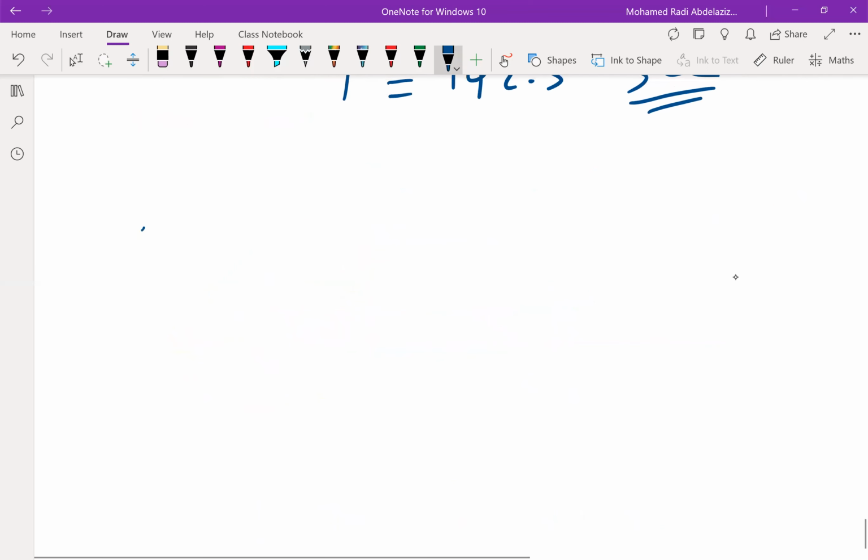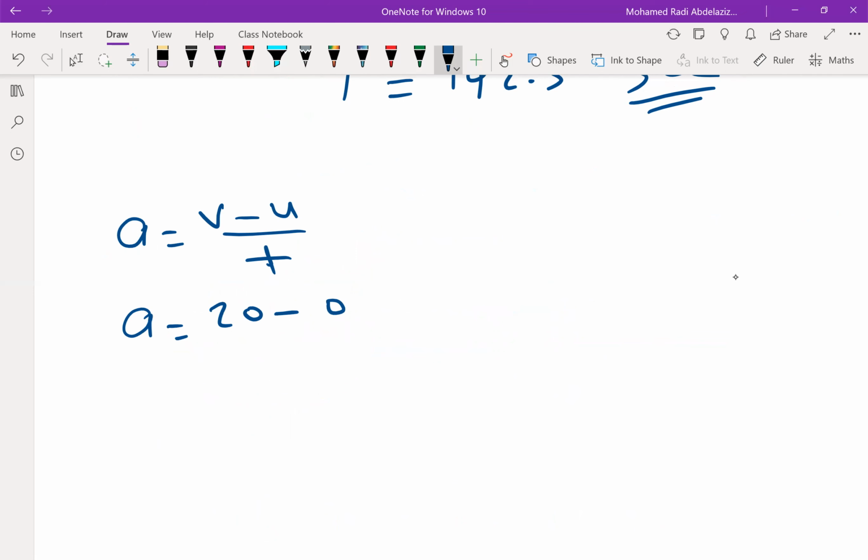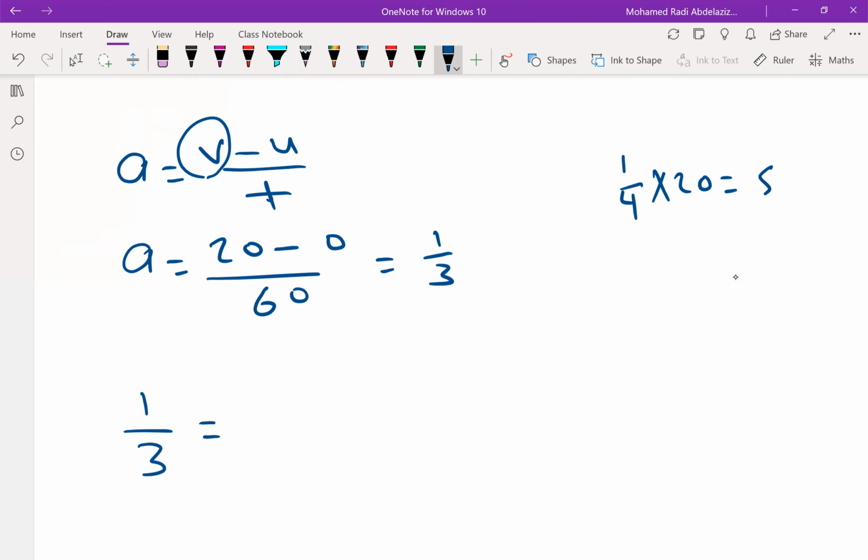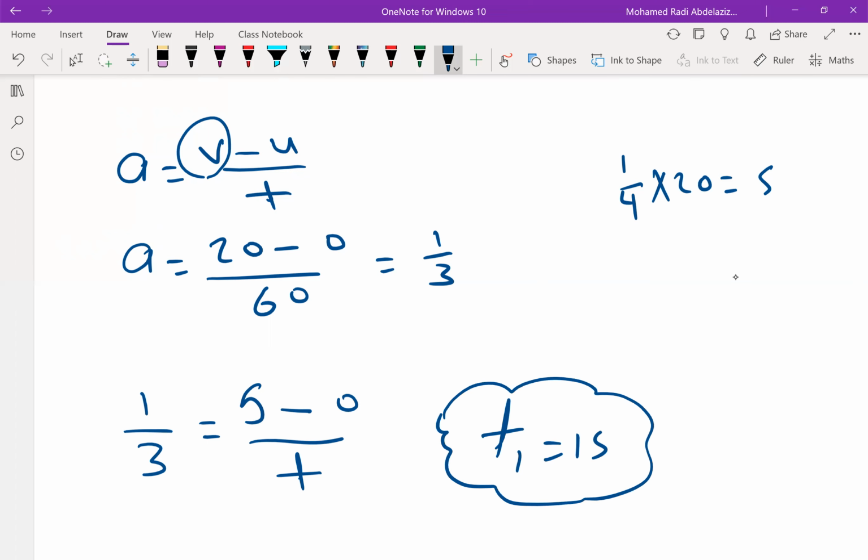We can first get the acceleration, which is v minus u over t. The final velocity is 20, initial is 0, and the time taken is 60. If you simplify, the answer is one third. I will repeat it for the case where the velocity is 5, where 5 is a fourth of 20. We already have the acceleration one third, equal to the final velocity 5, initial 0, over the time taken t. Use cross multiplication, and you can find the time is 15.